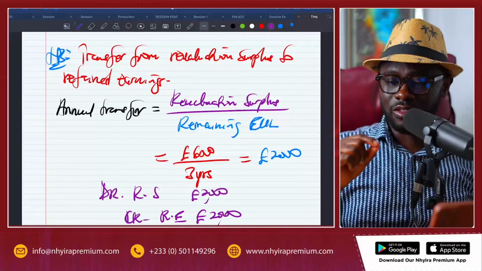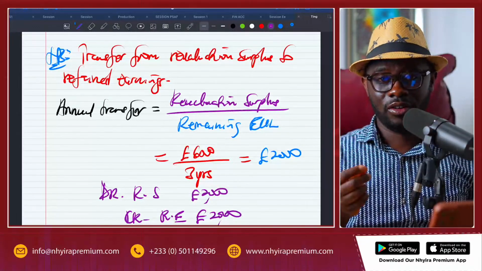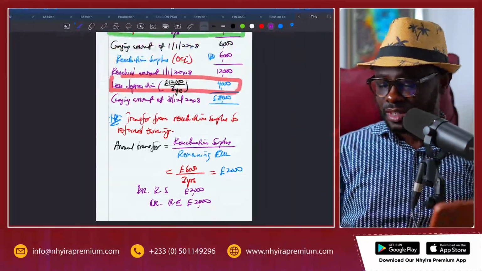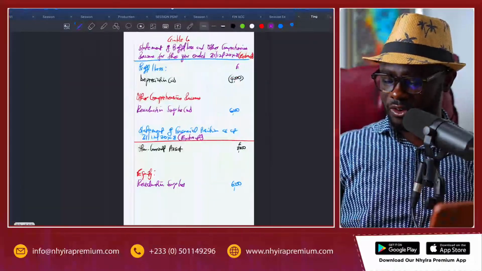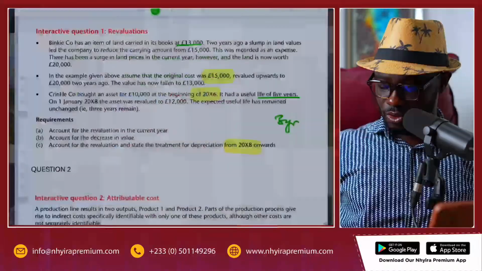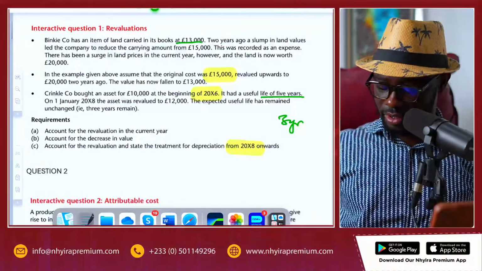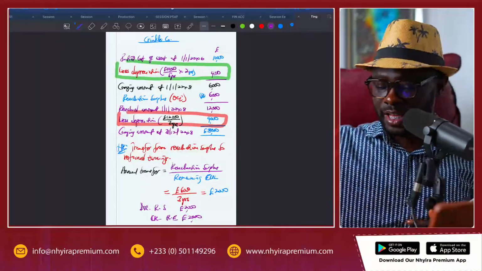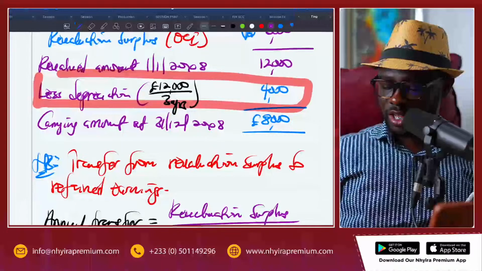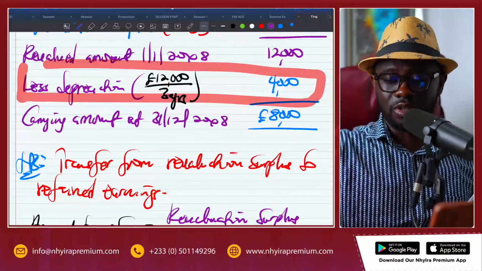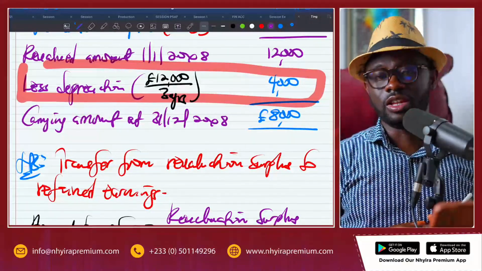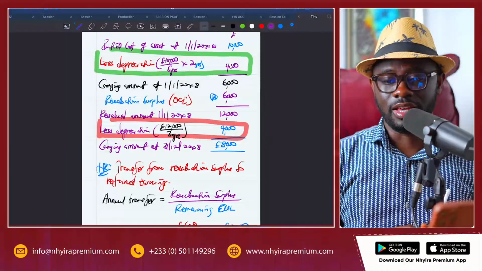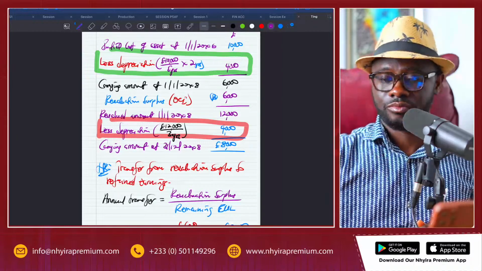I'm emphasizing this because of the principles that some people butcher. But that is the idea for Crinkle Co. I don't know if I got the name right. Yeah, Crinkle Co. And that is the answer to that question. So now from the 31st March 2008, depreciation is going to be calculated using the remaining useful life like we have done here. And that is the answer to the question.